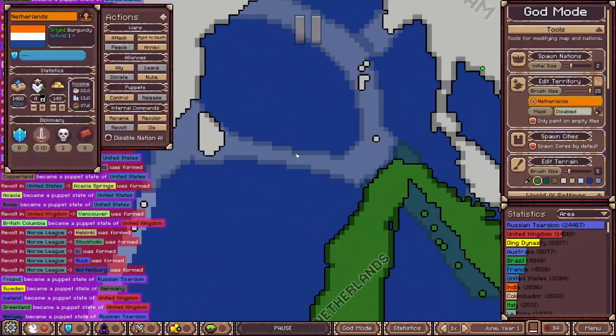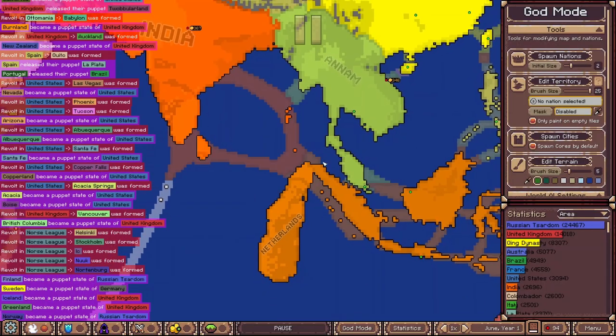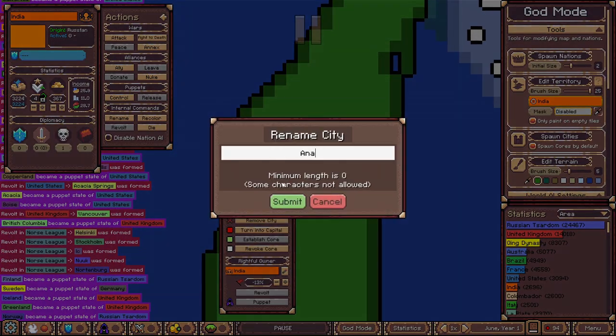In 1846, India took some land from the Netherlands as they could barely hold on to their Asian colony. After taking the land, India built the city of Anantwario.